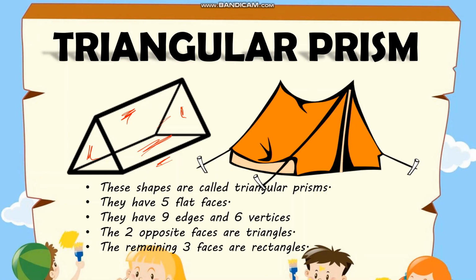The edges: 1, 2, 3, 4, 5, 6, 7, 8, 9. And what about the vertices? 1, 2, 3, 4, 5, and 6. And 2 opposite faces are triangles while the 3 remaining faces are rectangles.